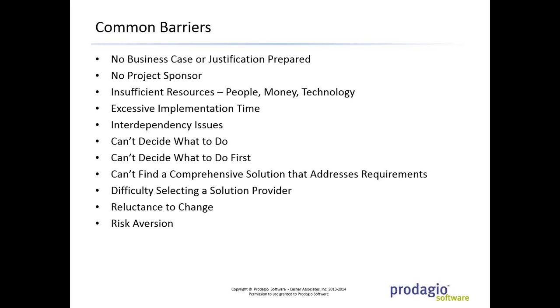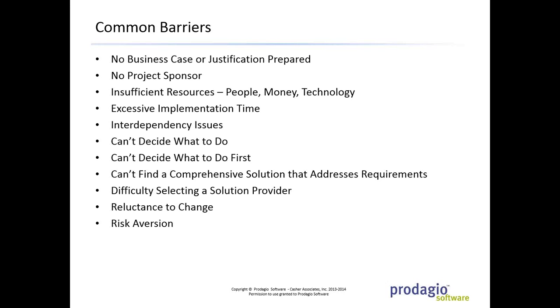So putting together a business case or a justification, it doesn't have to be a 40-page document. It can be fairly short, but it's very important to justify what it is that you want to do in terms of automation. Secondly is typically AP can't just go ahead and do something. They have to get funding. They have to get resources. So it's very critical to have a project sponsor, not just identified, but on board.